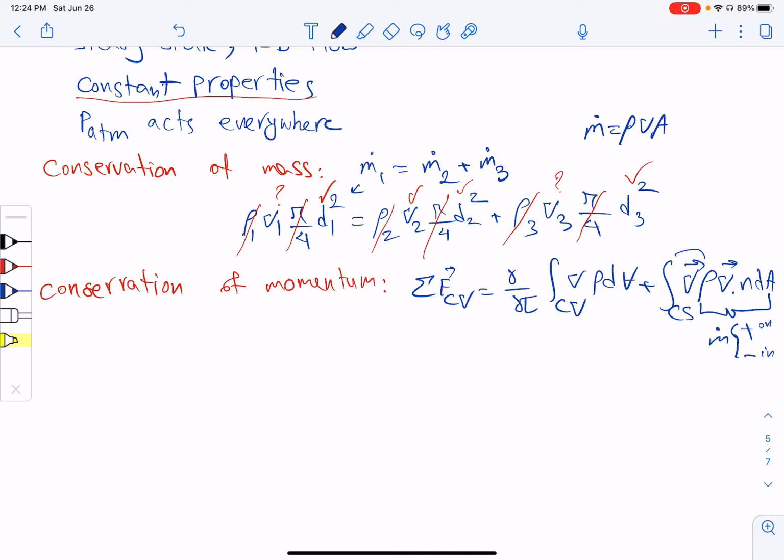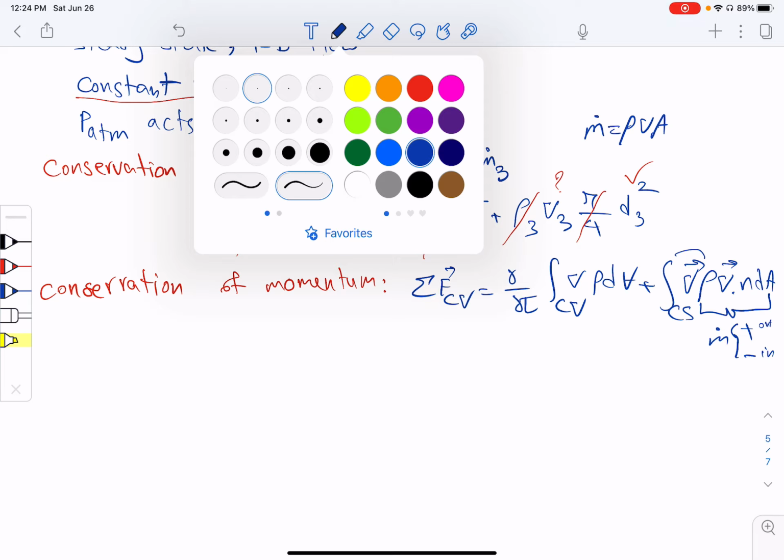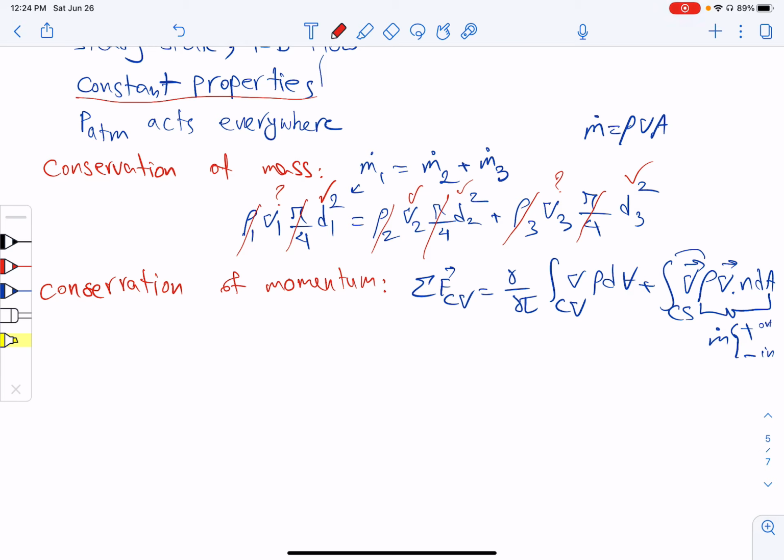Now let's simplify that. We know that we have a steady state, so the first term here is going to be 0, right? And now let's write it down for the x direction.